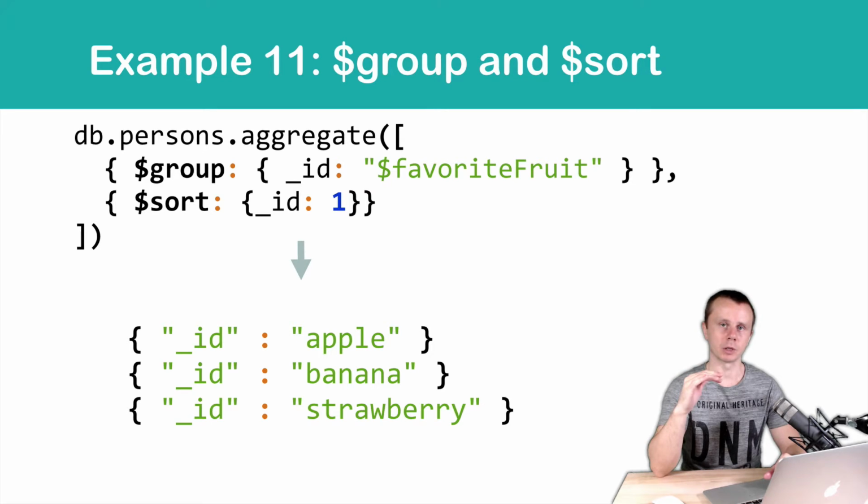Results will be following. We will get 3 documents in our case: apple, banana and strawberry. And you see that values are sorted in alphabetical order, from A to Z. Okay, let's go to the shell and try this.